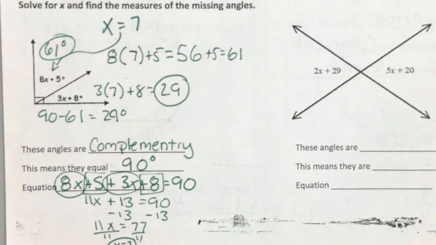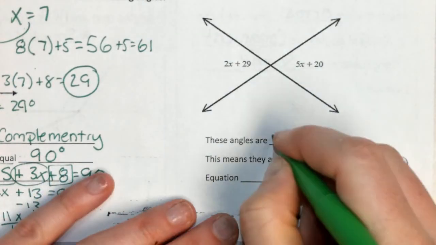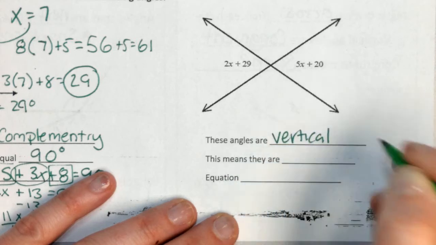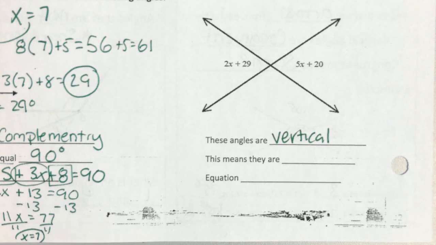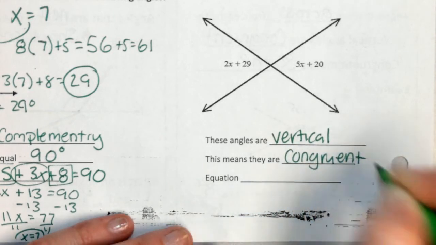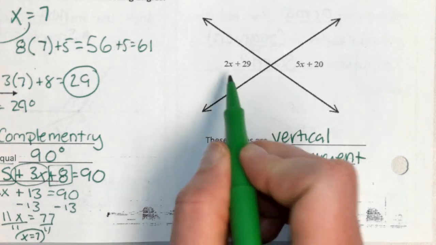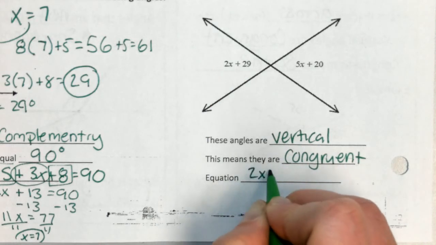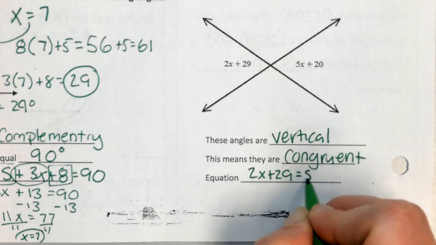All right, the next one. What kind of angles are those that are missing? Vertical, and what does that mean? Supplementary angles add up to 180. Vertical angles are across from each other. They're congruent. If they are congruent, they are equal to each other. So 2x plus 29 equals what?